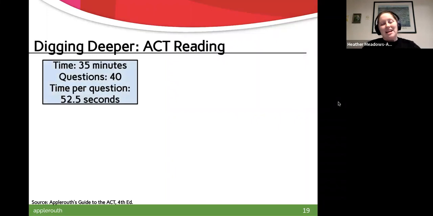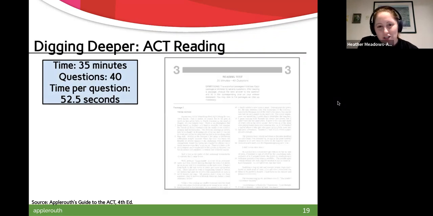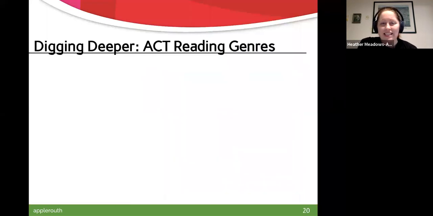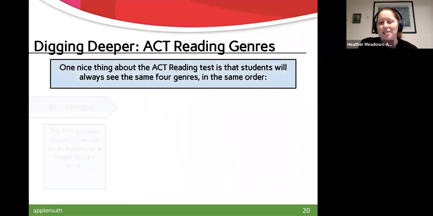The reading section. The last two sections are the reading and the science, and these are your fast ones. You have 35 minutes for 40 questions, so you get 52 seconds per question, essentially. So it is a sprint. There are 4 passages with 10 questions each. But one thing about this, we'll talk about that in a second.